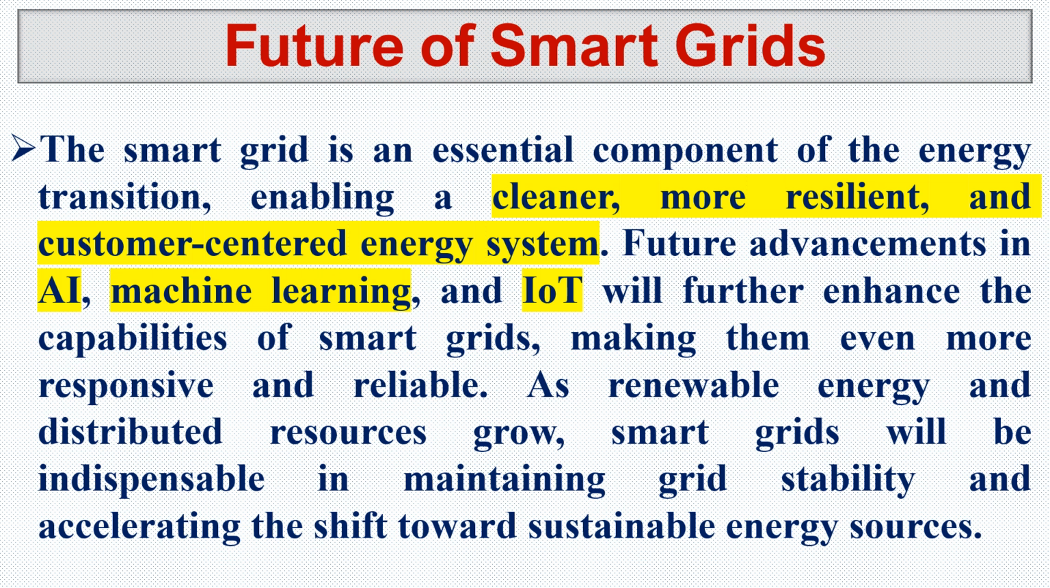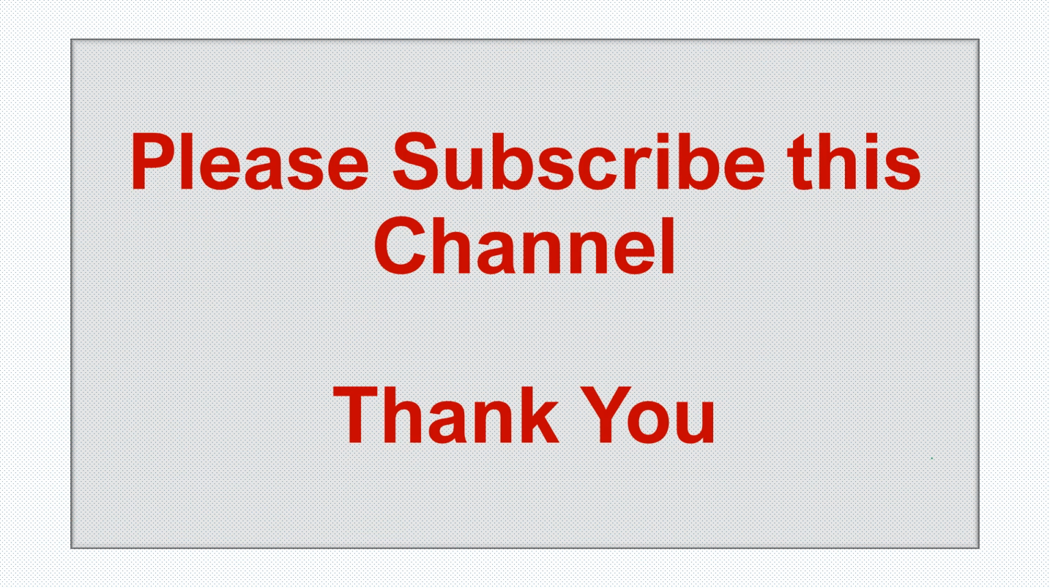Now we have the future technologies that are coming, I mean, evolving artificial intelligence, machine learning, and Internet of Things. These are also involved with smart grids, and they enhance smart grid capability, making them even more responsive and reliable. As renewable energy and distributed energy grow, smart grids will be indispensable in maintaining grid stability and accelerating the shift towards a sustainable energy system. Because when we produce more and more renewable energy, we definitely need the smart grid to adopt these new renewable additions. So we come to the end of the slides.